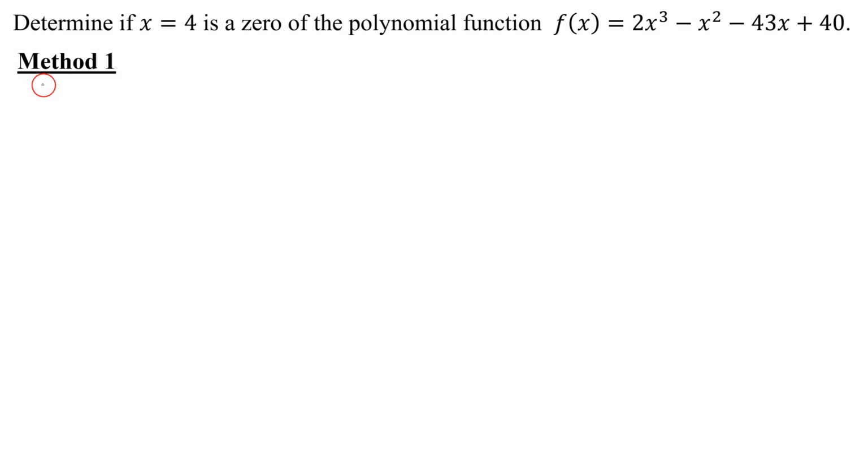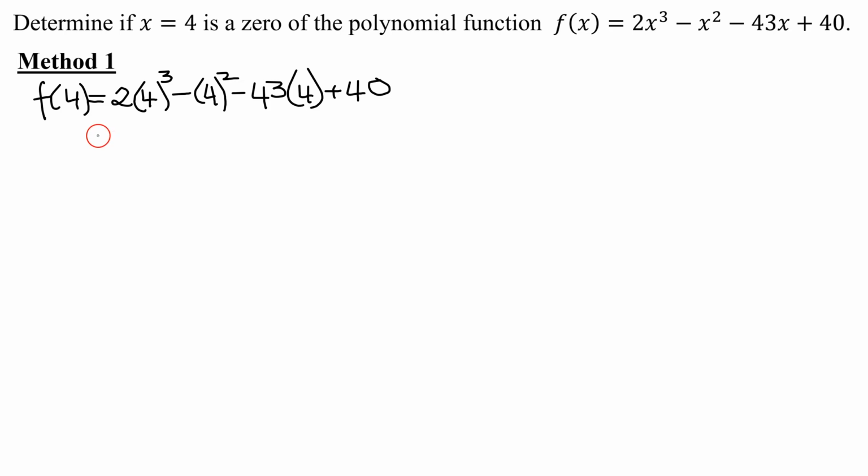The first method basically just finds f of 4. What that means is I'm going to plug a 4 in for every x over here. And if f of 4 equals 0, then x equals 4 is a zero of the polynomial. So let's just plug and chug over here. I have 2 times x cubed, so that's 2 times 4 cubed, minus x squared, so minus 4 squared, minus 43x, so it's minus 43 times 4 plus 40.